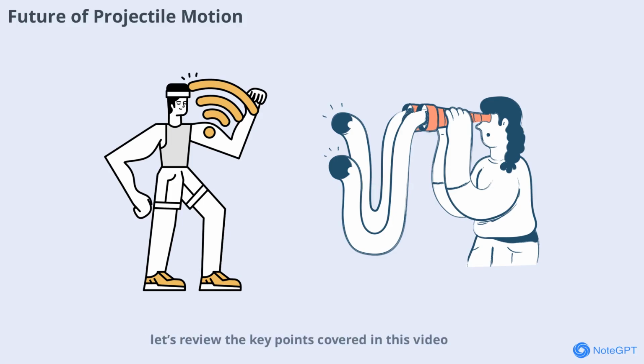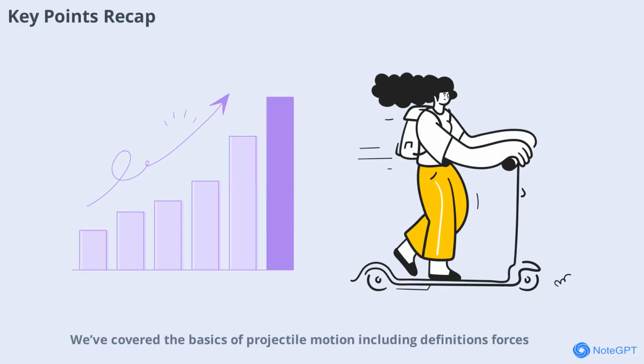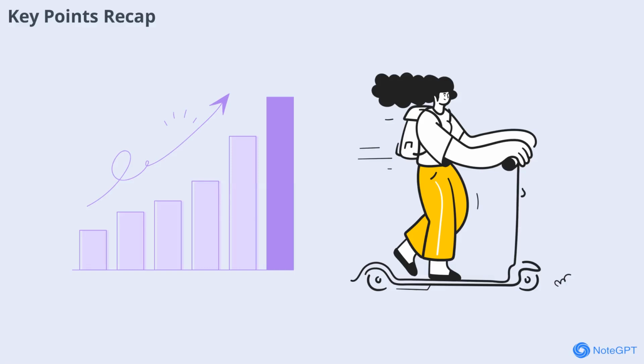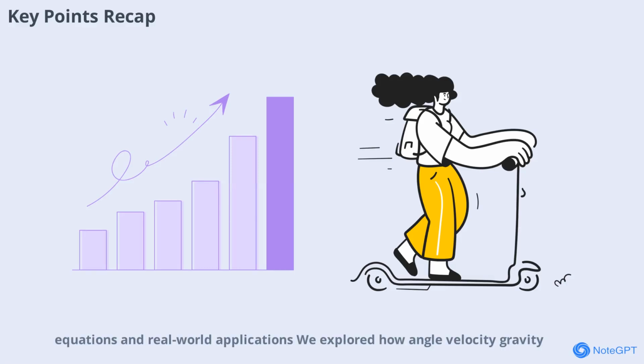Next, let's review the key points covered in this video. We've covered the basics of projectile motion, including definitions, forces, equations, and real-world applications. We explored how angle, velocity, gravity, and air resistance affect motion, and discussed advanced topics like energy, momentum, and space travel. Understanding these principles helps us make sense of the world and solve practical problems.